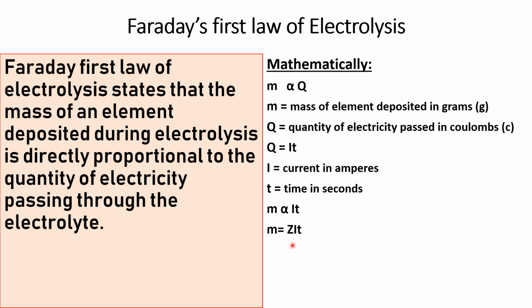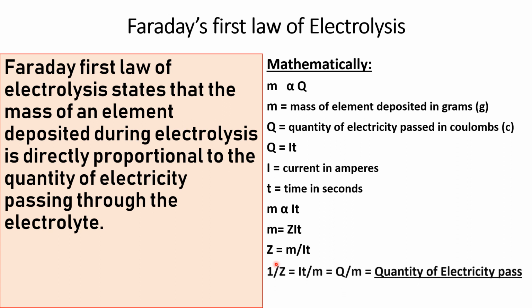Of course, we can make any of these three variables subject of the formula. So if we decide to make the constant subject of the formula, then the equation will look like this. We then have the constant, which is Z, equal to mass divided by the product of current and time. And we can as well look for the reciprocal of the constant.